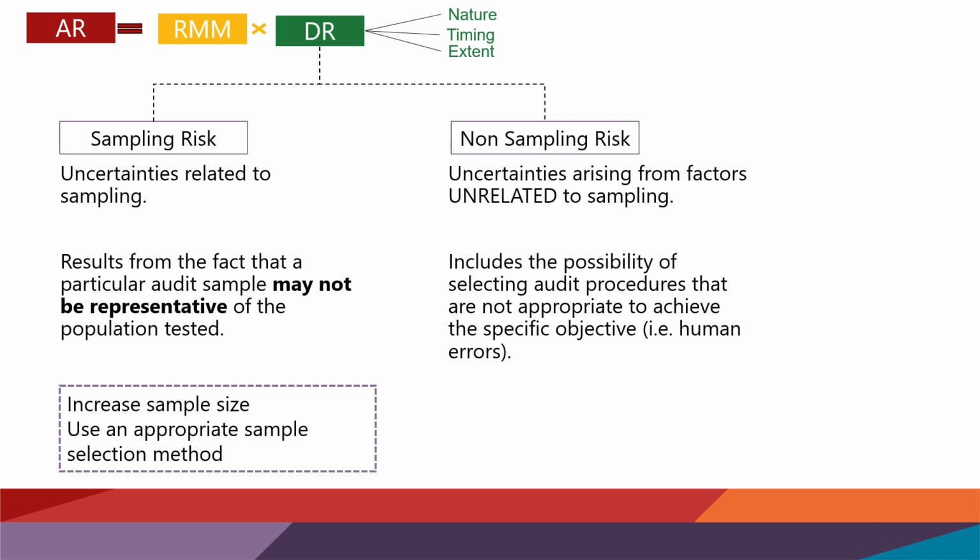Now, a while back, we said if you want to eliminate sampling risk, do not perform sampling. Test 100% of the population, and there will be zero sampling risk. However, if you think about it, how do you eliminate non-sampling risk? The answer is you can't. Non-sampling risk cannot be eliminated.